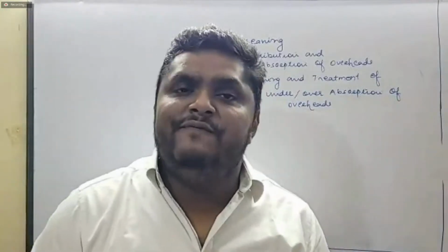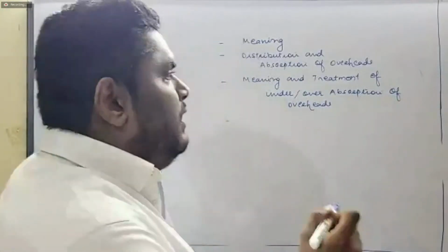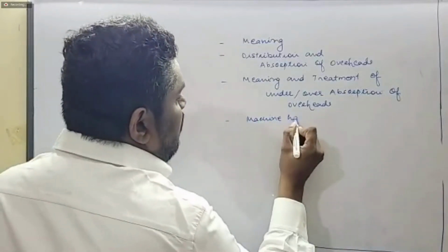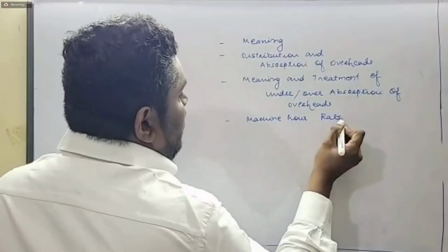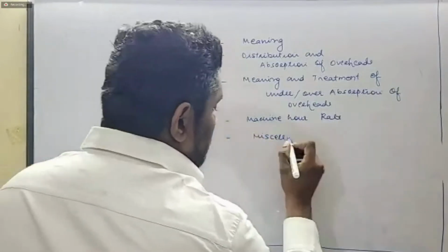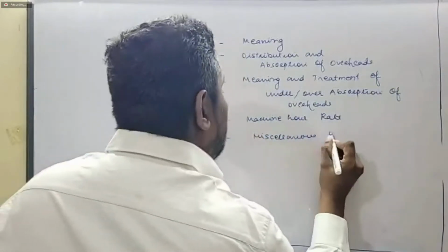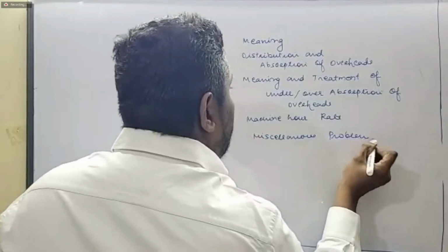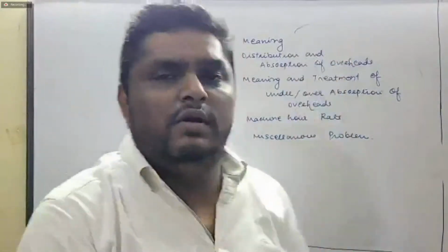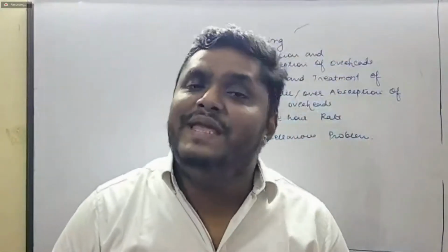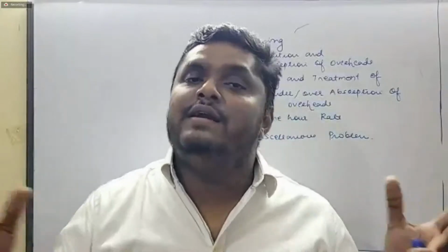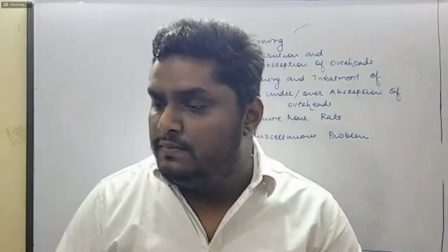Thereafter, we'll be discussing a few questions on calculation of machine hour rate, and a few miscellaneous problems. So this is all we'll be covering in this chapter, of which the first part is already over. That is the meaning of overhead. Whatever the indirect costs that are incurred, we call them overheads.